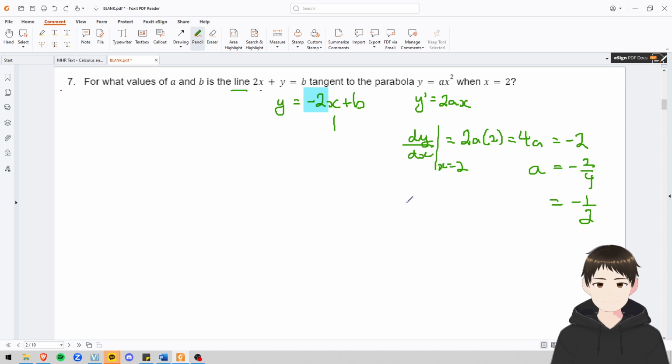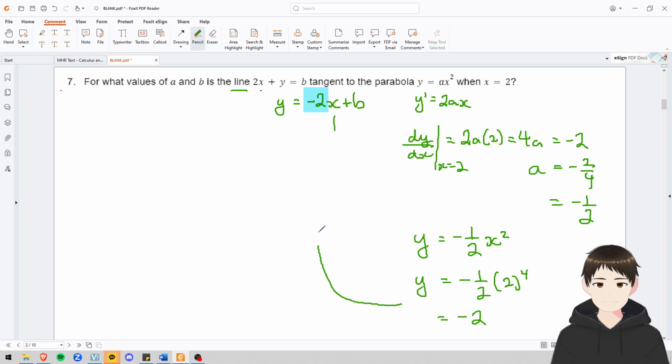Here we go. So taking this, we know the parabola is equal to negative half x squared. If x equals 2, y is going to be 2 squared, which is a 4 times negative half, that's going to be a negative 2. So let's bring that over here. If y is a negative 2 when x equals 2, what's my b value? We have negative 2 equals negative 4 plus b. B is equal to negative 2 plus 4. Bam.